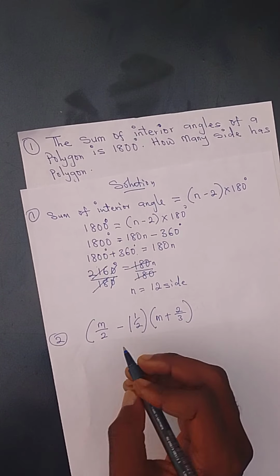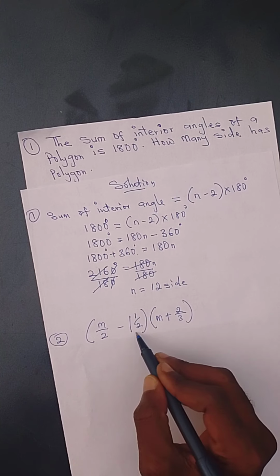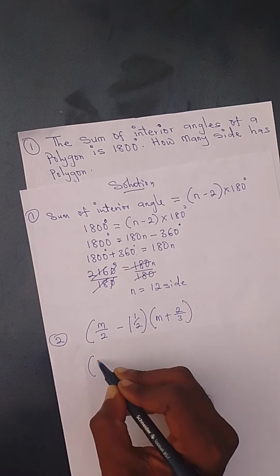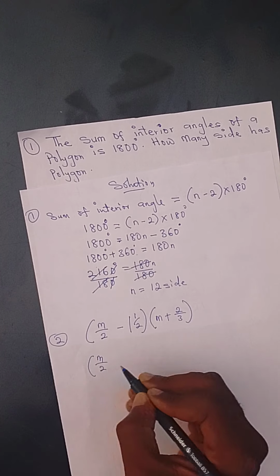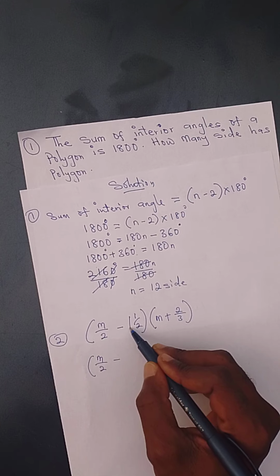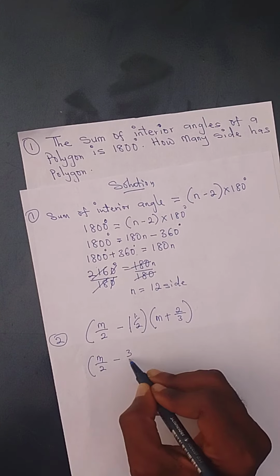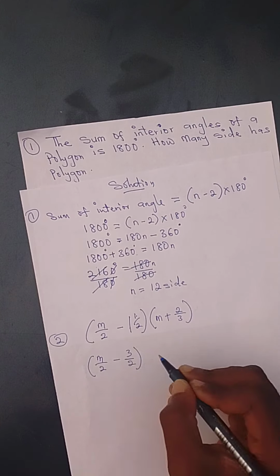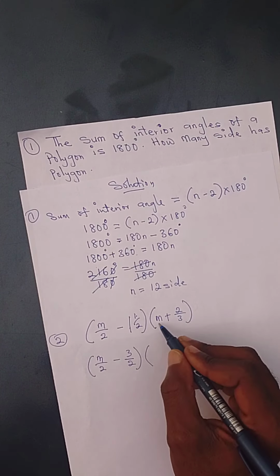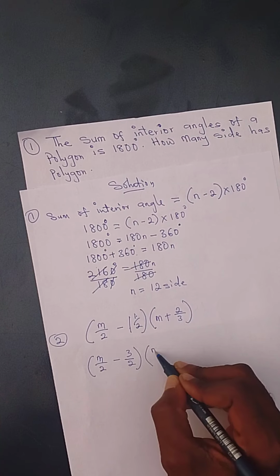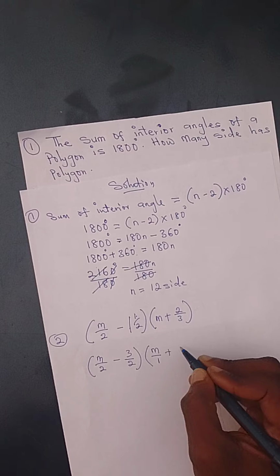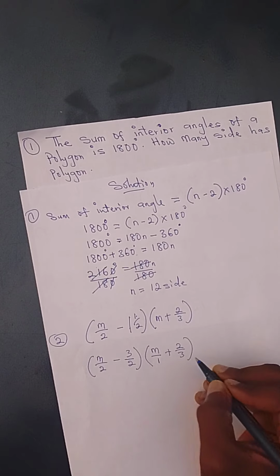Now for us to solve this, we are first of all going to convert this to a mixed fraction. So we are going to have m all over 2 minus, now 2 times 1 is 2, 2 plus 1, that will give us 3 all over 2, close bracket, open bracket here. Now this m, we are going to give it a denominator by saying m all over 1, plus 2 all over 3, close your bracket.